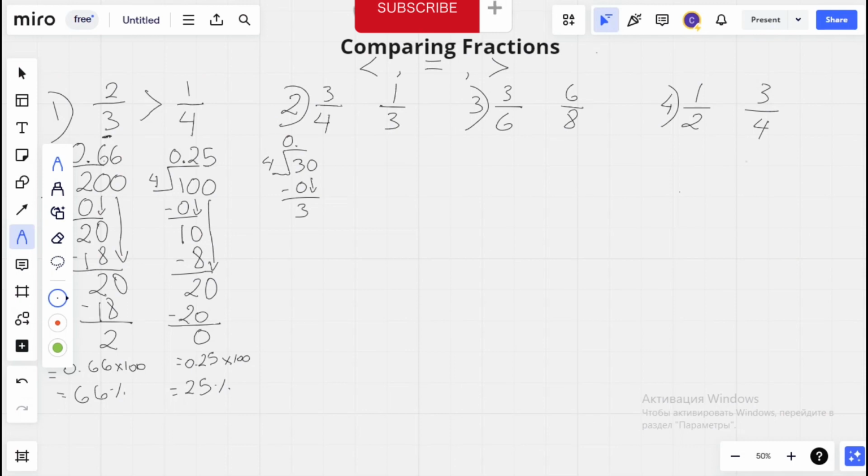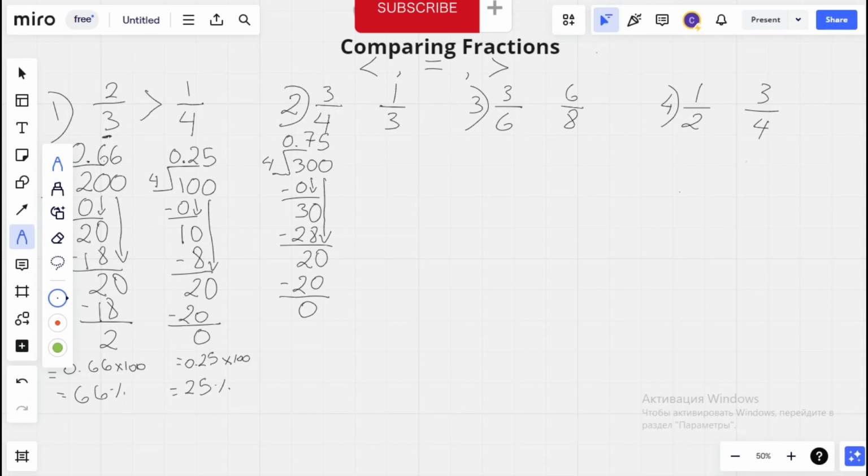Put the 0 down. Now, how many 4s can you put in 30? It is 7. 7 times 4 equals 28 and the remainder is 2. Now, can you put 4 in 2? No, we can't. So what do we do? We add the 0, but we don't add another decimal point because we already have one. Bring down the 0. How many 4s can you put in 20? It is 5. 5 times 4 equals 20. So that is 0. 20 minus 20 equals 0. So our division is complete.